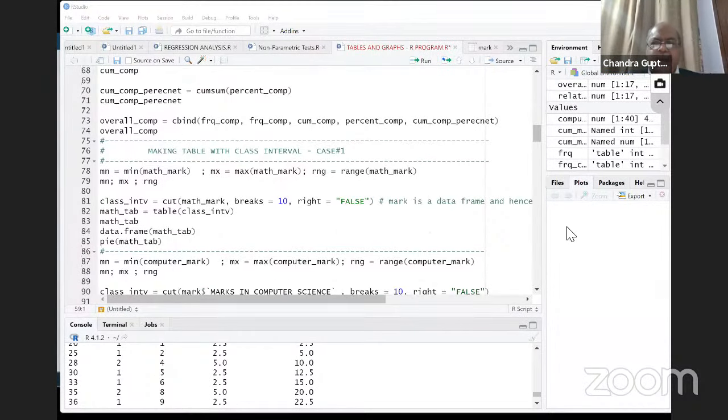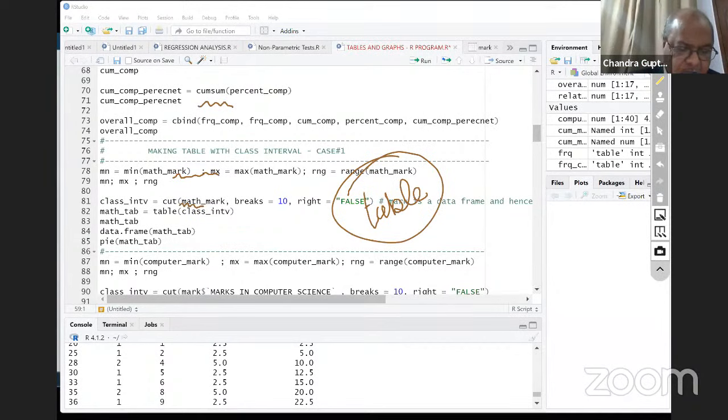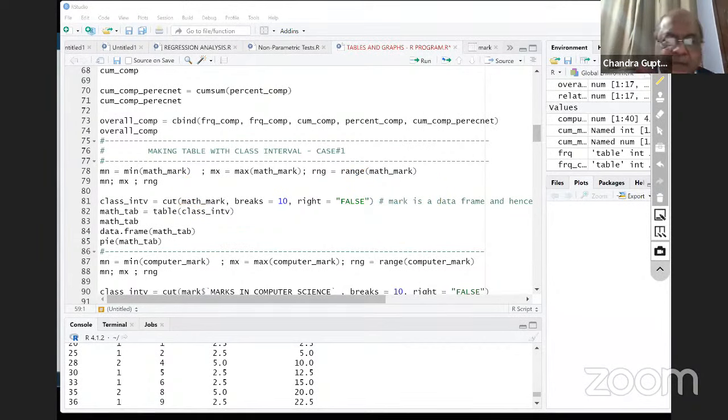Okay, now let's make a class frequency distribution with class interval. So if you get the maximum and the minimum and the range, you can get an idea how many classes you have to make, and how much class interval you keep in each class.